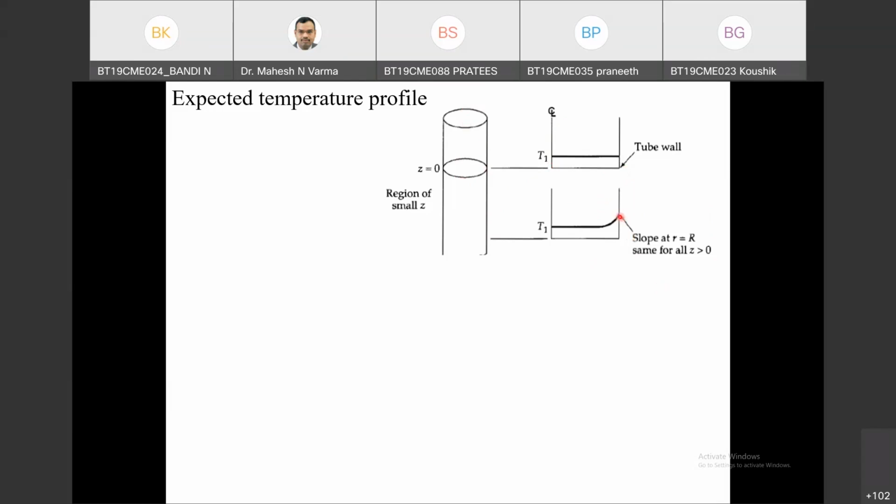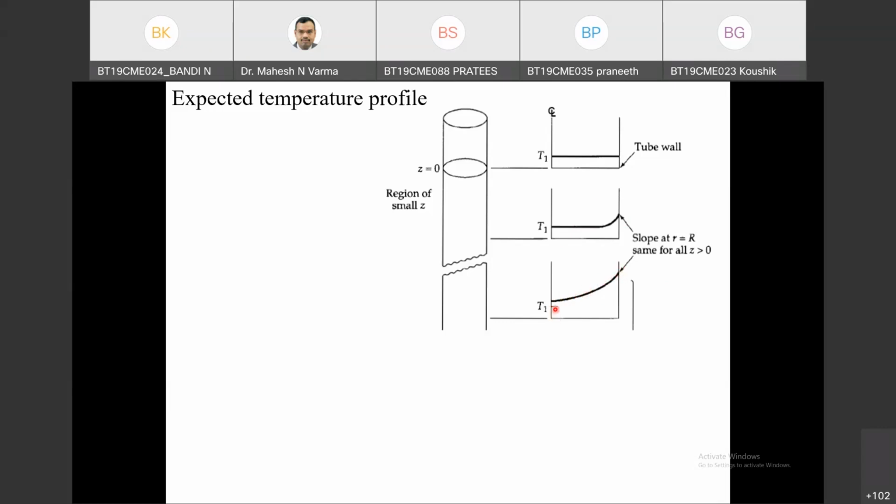So slowly, what will happen? The highest temperature will be at the wall, and it will penetrate towards the center. It will have some parabolic profile. This is a half parabola because this is the axis of the cylinder and this is the wall of the cylinder. So here the temperature will be minimum, and here the temperature will be maximum. There will be a parabolic variation of temperature from the center of the pipe to the wall of the pipe.